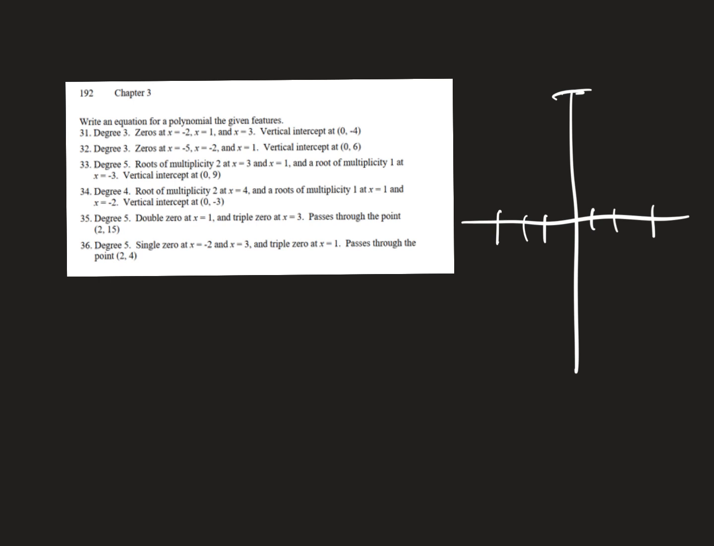So I've got a zero here, a zero here, and a zero here. It's got to pass through that. I know it's got to bounce here and here. So let's see. Multiplicity of 2 at 1 and 3. Let's think about this.